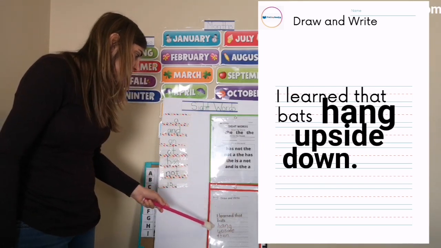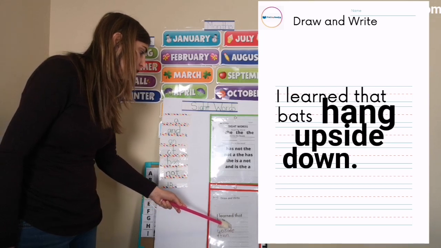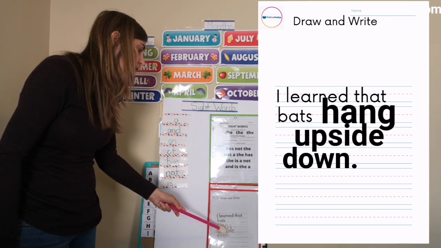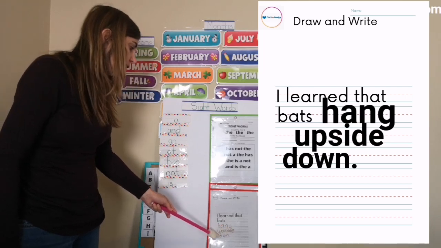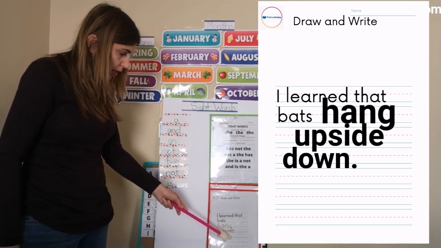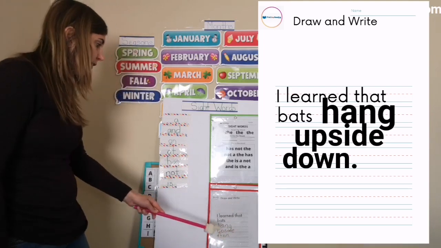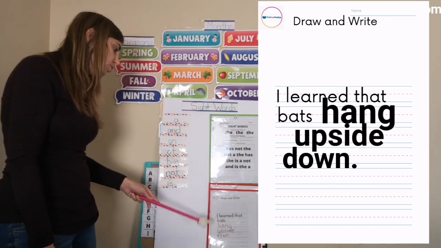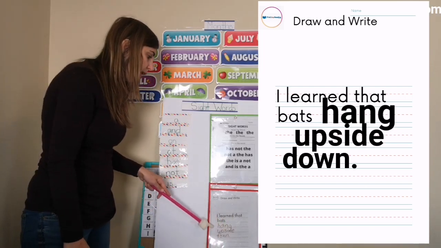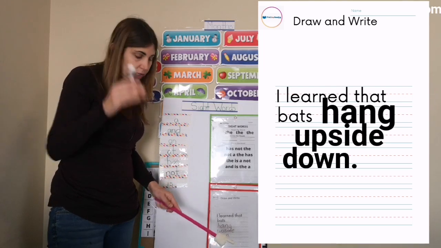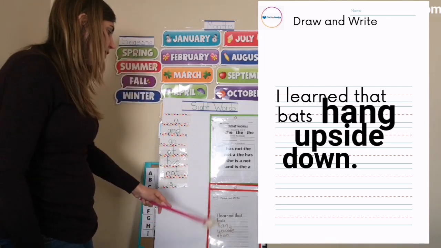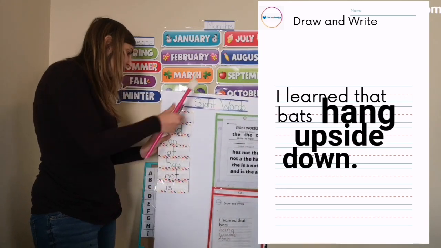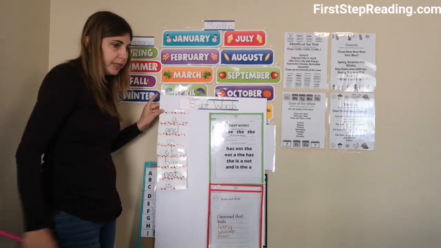I learned that bats hang upside down, and then I end with a period, which is a dot. You can practice writing, hearing your sounds, or you can have an adult write the words you want to say in yellow, and you can practice tracing them. So that's our writing and our sight words for today and our reading.